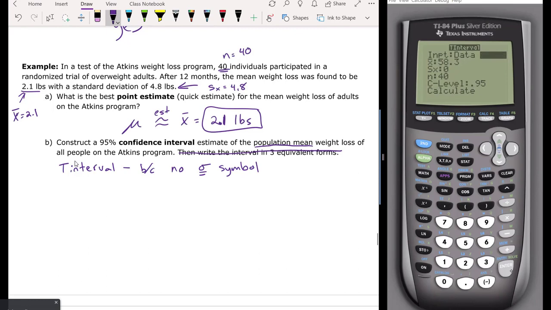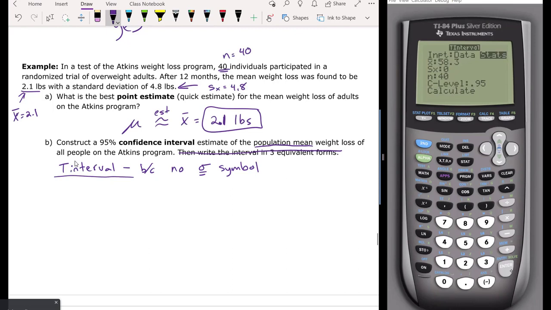Okay, and of course, make sure you pick Stats on this. Unless you had all 40 people's data, like all 40 people's weights, which might be interesting to see. The ones that lost the most probably are the ones that stuck with it. But if you had all their actual weight loss, like in a spreadsheet or something, then you'd use Data. But since we only have the summary stats, we're going to use Stats.